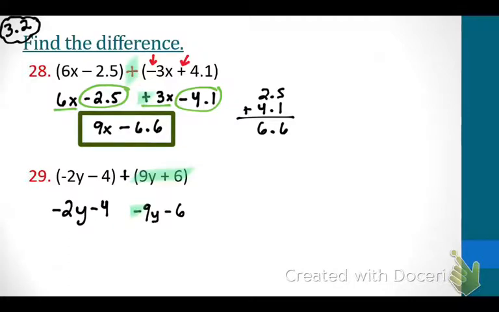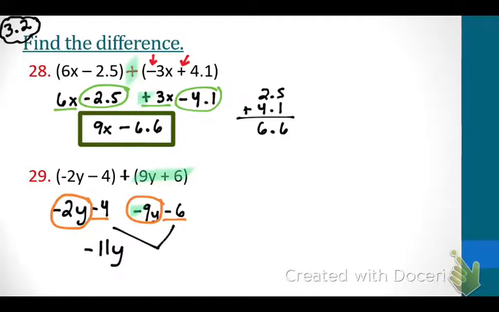Okay, go ahead and underline and circle the like terms. Underline negative 4 and negative 6, and circle negative 2y and negative 9y. Okay, let's combine these variable terms first. Negative 11y.